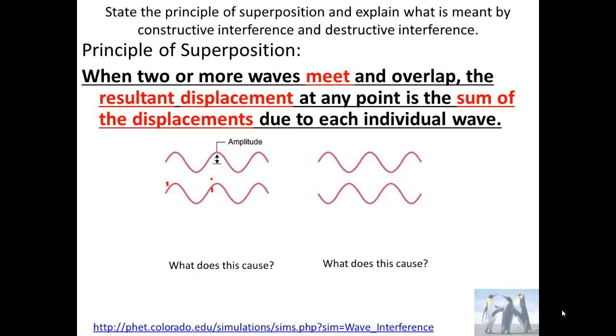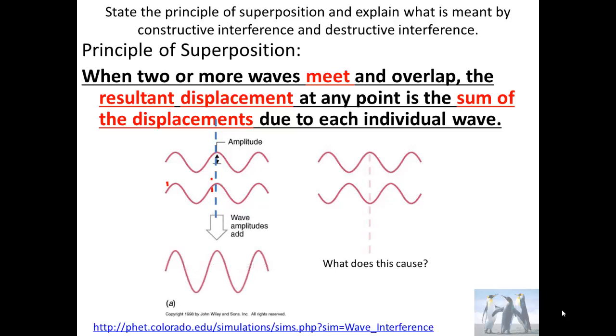So we have to basically say that when two or more waves meet and overlap, the resultant displacement at any point is the sum of the displacements due to each individual wave. So here again we have a double amplitude there, two crests meeting. When we get the crest meeting the trough, this basically cancels out. We get destructive interference.